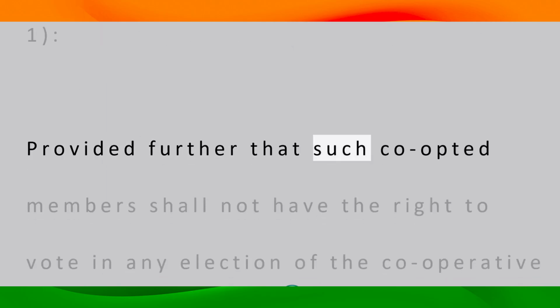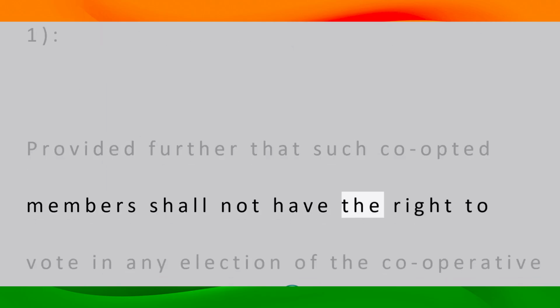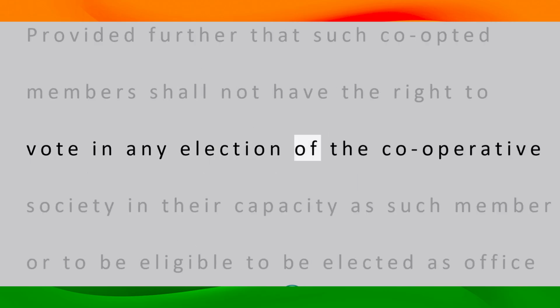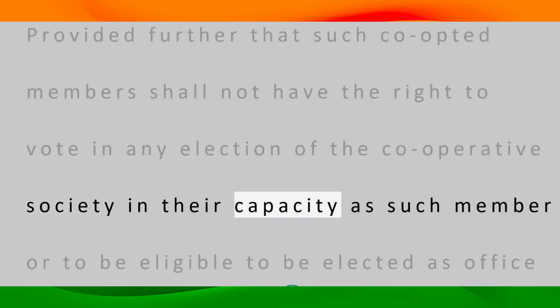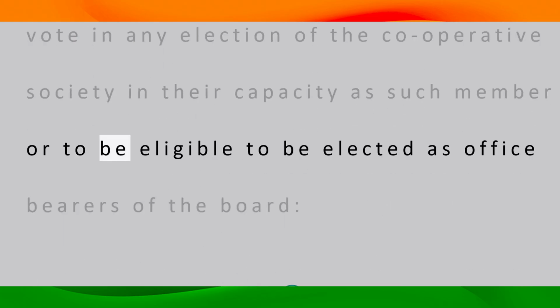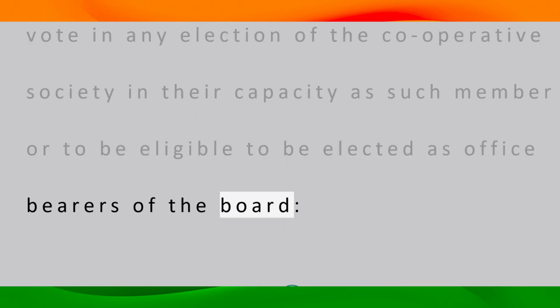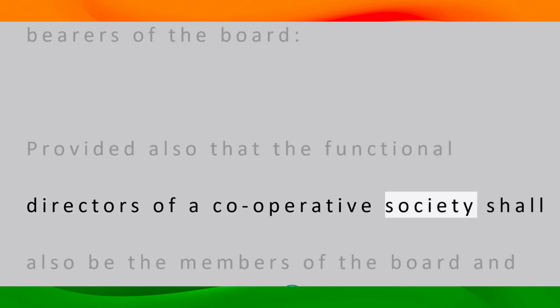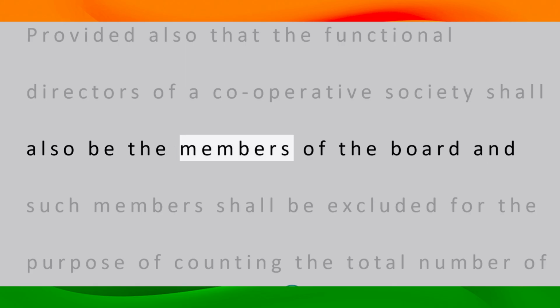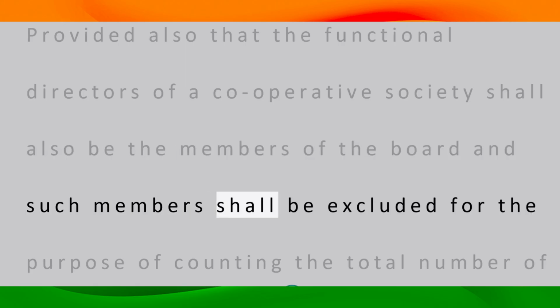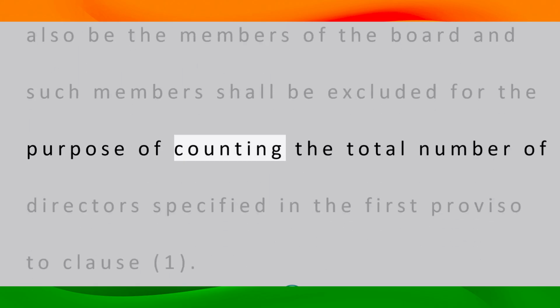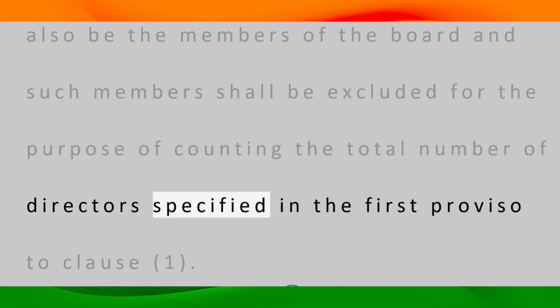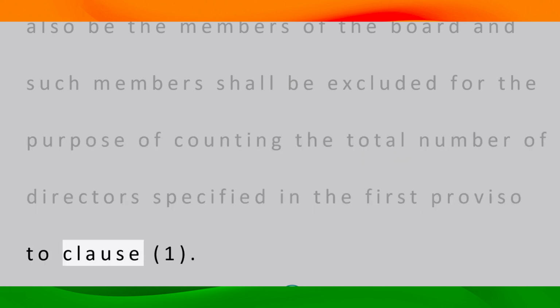Provided further that such co-opted members shall not have the right to vote in any election of the cooperative society in their capacity as such member or to be eligible to be elected as office bearers of the board. Provided also that the functional directors of a cooperative society shall also be the members of the board and such members shall be excluded for the purpose of counting the total number of directors specified in the first proviso to clause 1.